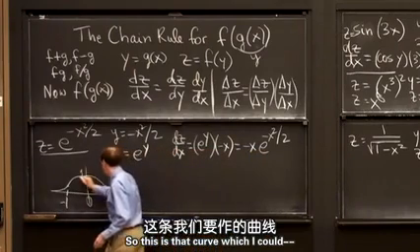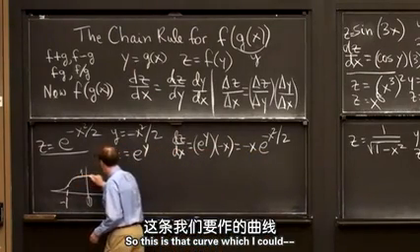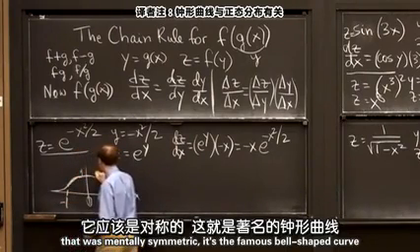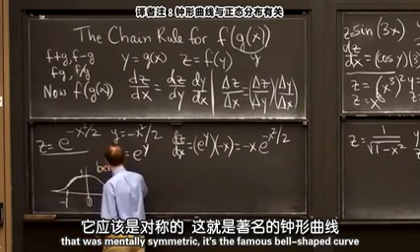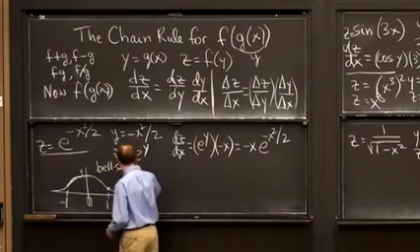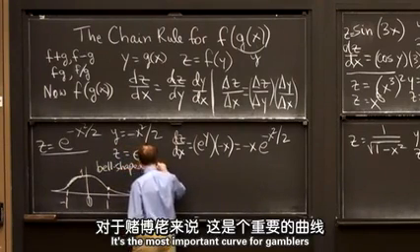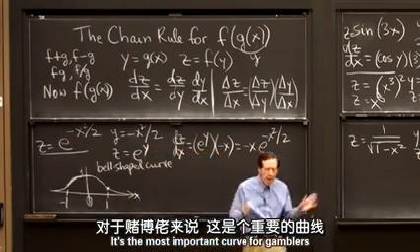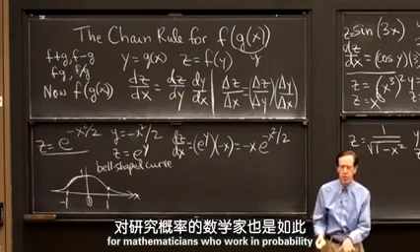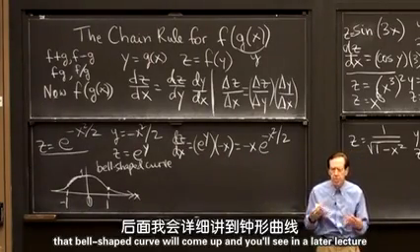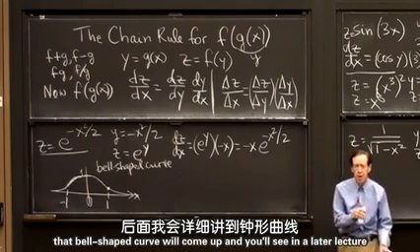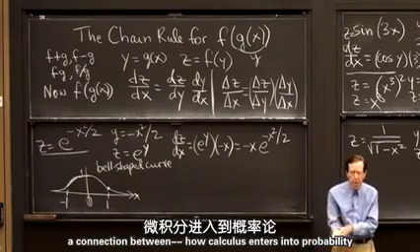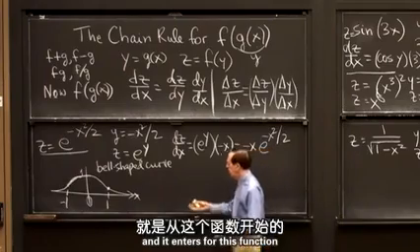So that curve, which was meant to be symmetric, is the famous bell-shaped curve. It's the most important curve for gamblers, for mathematicians who work in probability. That bell-shaped curve will come up, and you'll see in a later lecture a connection between how calculus enters in probability. And it enters for this function.